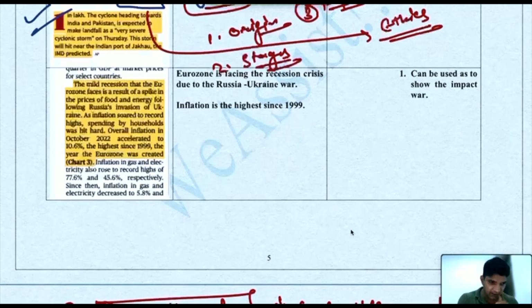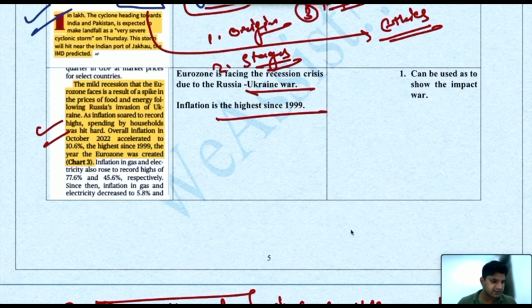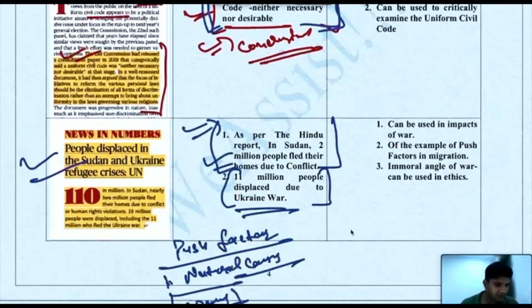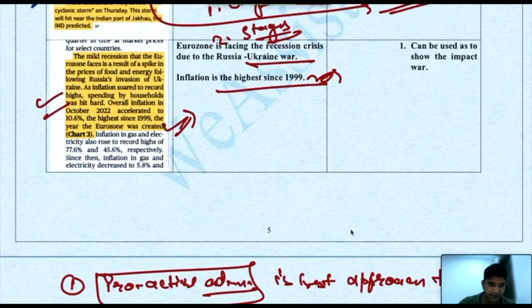Okay, now this was in the context of the Russia and Ukraine war, that there was a recession in the Eurozone. This is one of the facts, that the Eurozone is facing the highest inflation since 1999. Now one piece of information we saw in the past was displacement. This was also the impact of war. Now this is also the impact of war. Now if a question comes, the act of war or the act of aggression is not desired, discuss. This is the question.